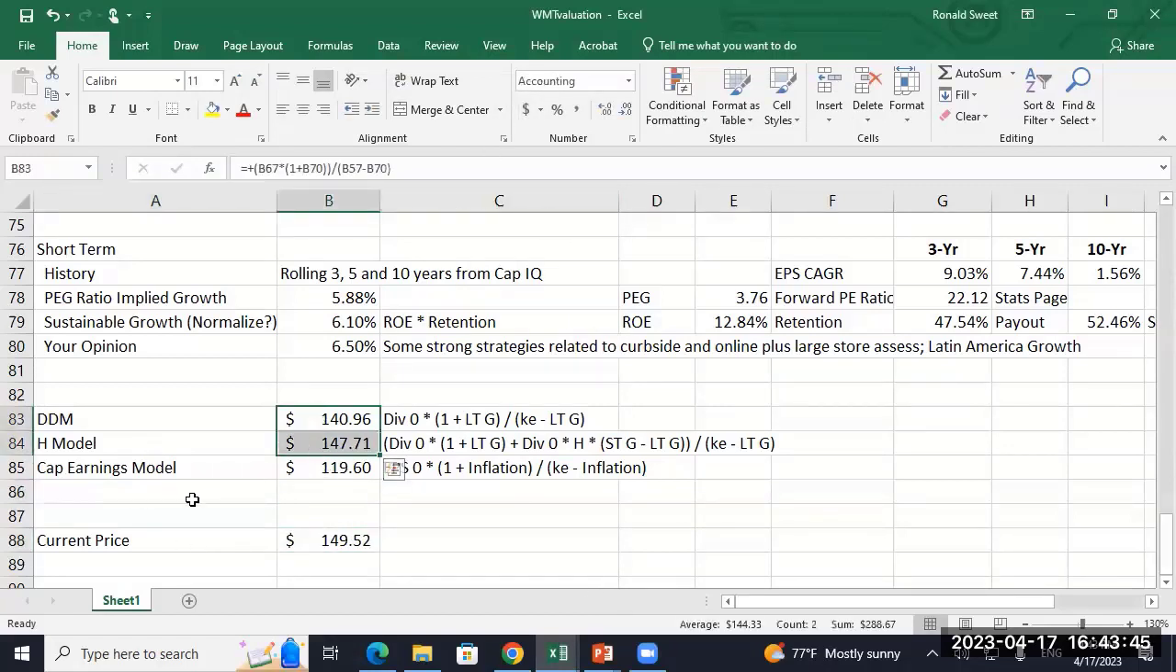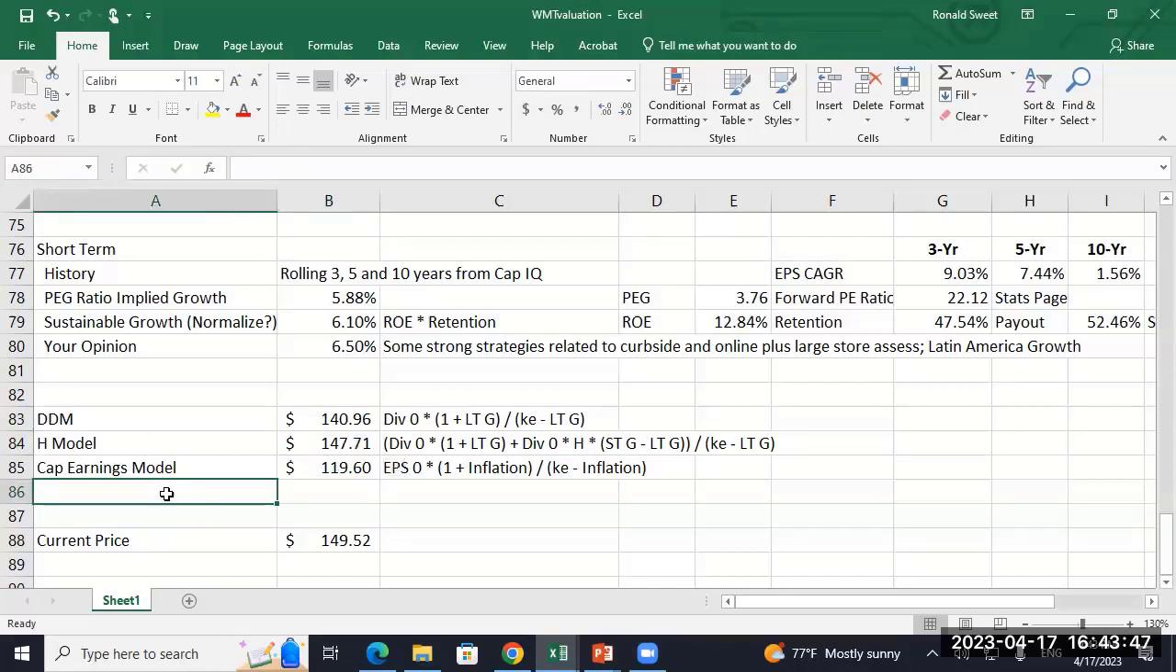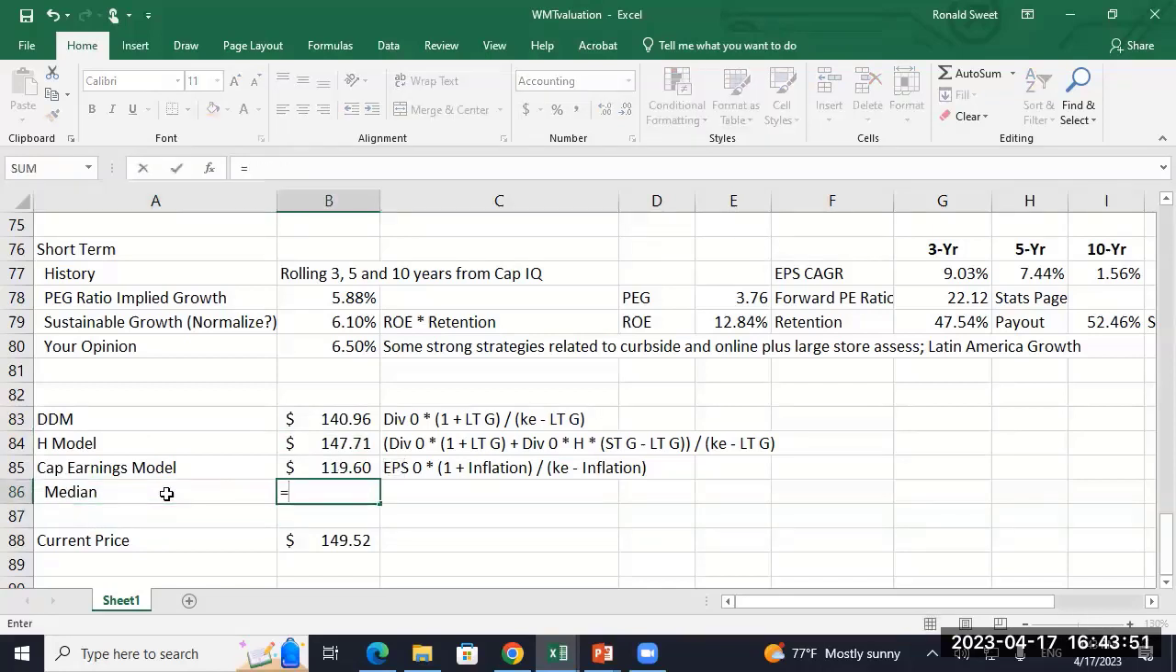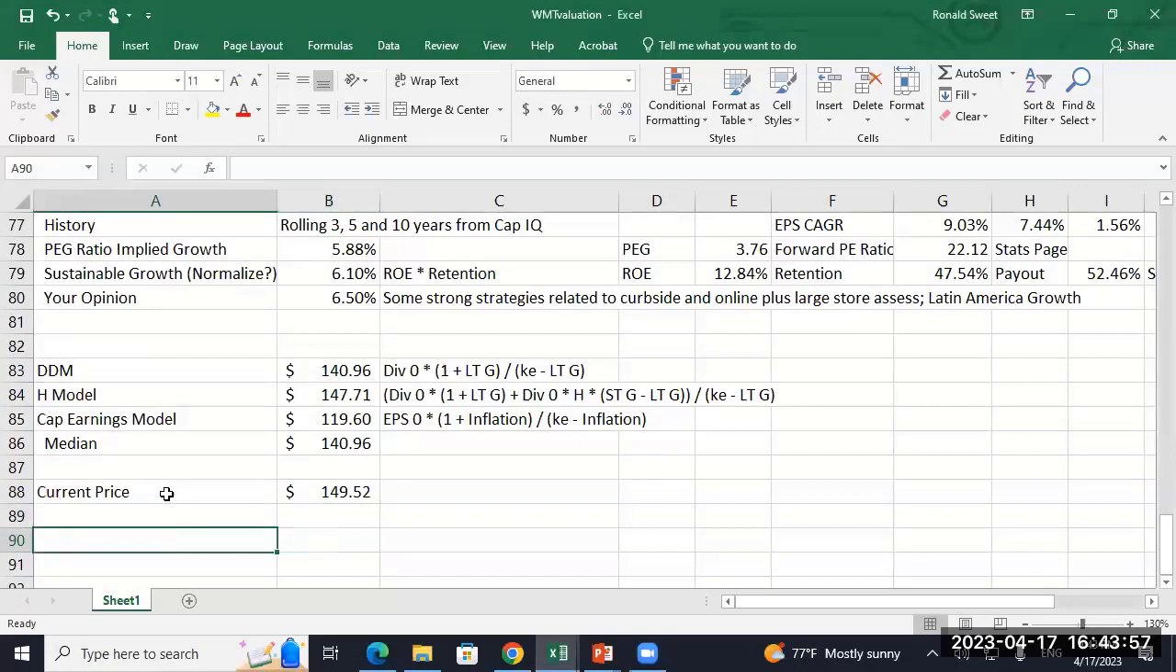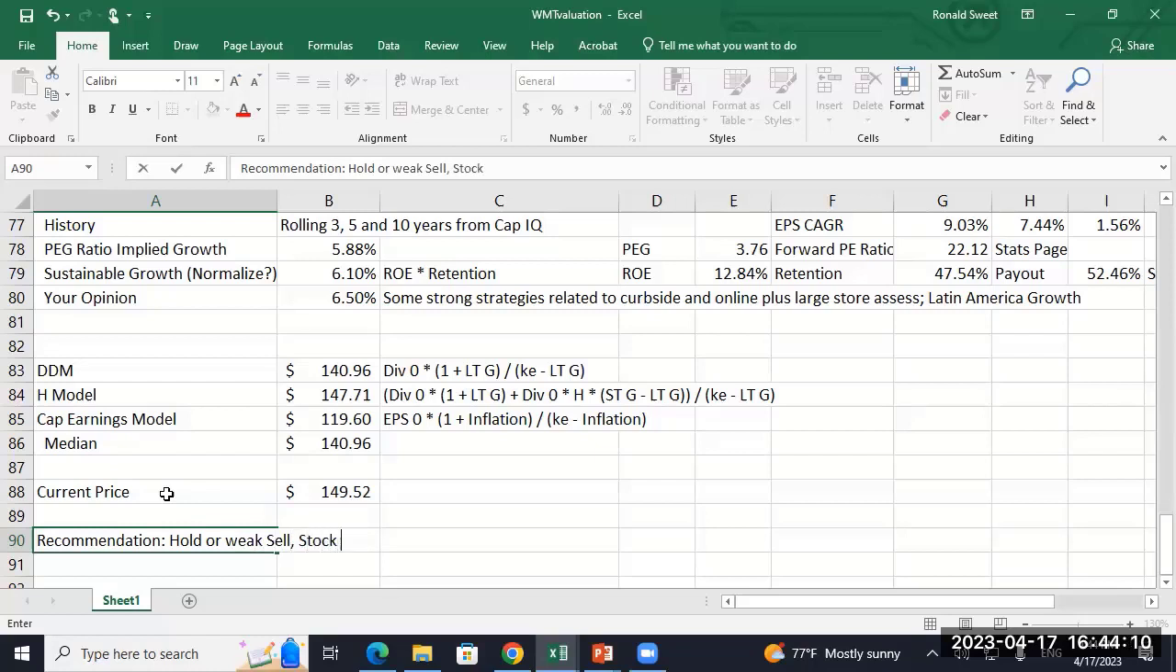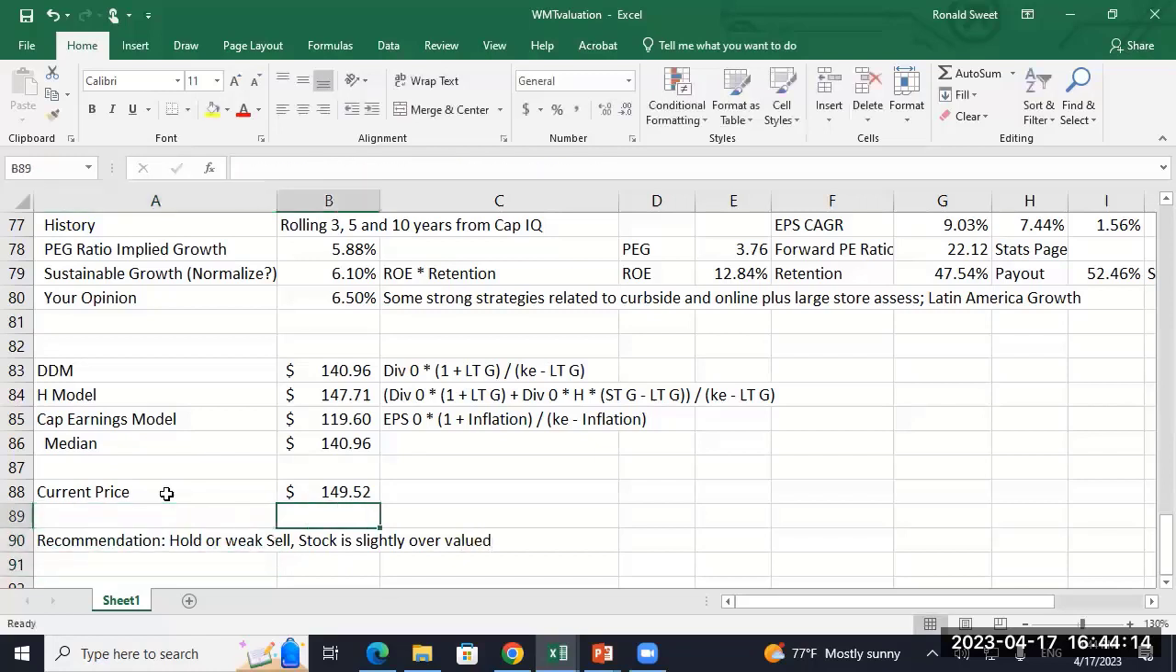And then what do you do with these valuations? You could take the average, you could take the median. I'll probably use the median. This is going to be the 140. So my recommendation might be hold or weak sell. The stock is slightly overvalued. How much is it overvalued?